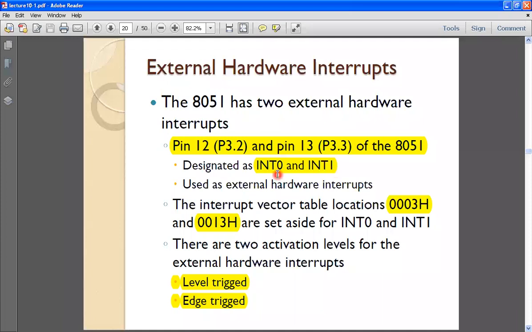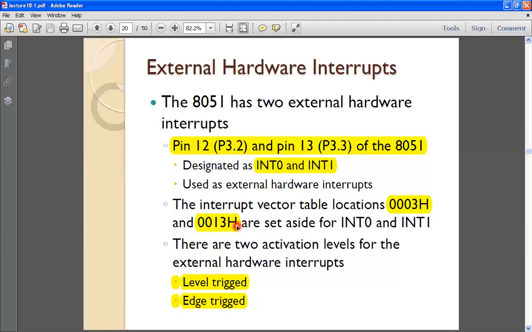So here, the external hardware interrupt: when any external hardware is connected to the 8051, such as an IR sensor or any other speed sensor, we may connect it to port pins P3.2 and P3.3 of the 8051. These are pin numbers 12 and 13. These two pins are used as external hardware interrupts. The interrupt vector table locations for INT0 and INT1 are 0003H and 0013H, separately assigned for the external hardware interrupts.